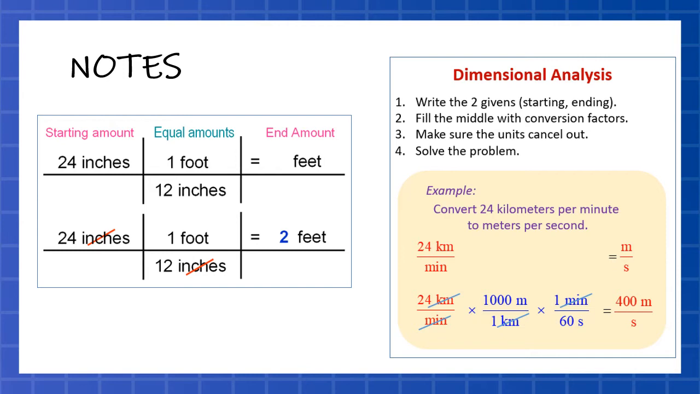The way we do that is first we write the two givens, where we start and where we're going to end, and then we fill in the middle with conversion factors. Our goal with conversion factors is to cancel out the units, but each one of those factors should be equivalent on the top and bottom. In other words, 60 seconds is equivalent to 1 minute, so I can use it in the middle. 12 inches is equivalent to 1 foot, so I can use it in the middle as a conversion factor.